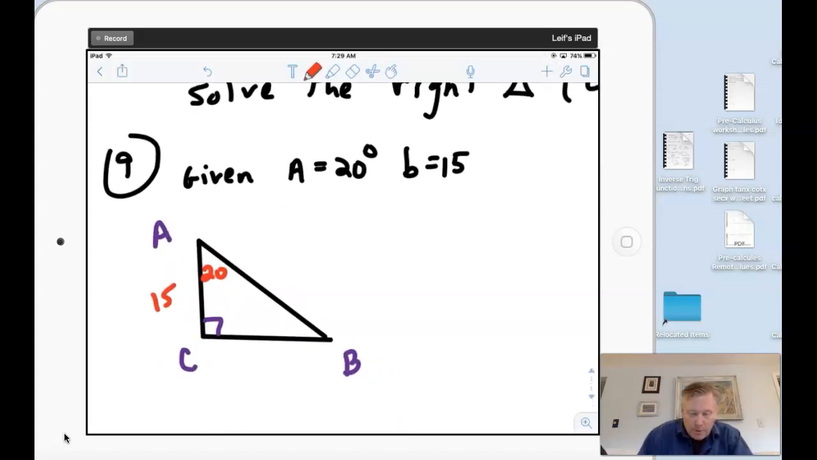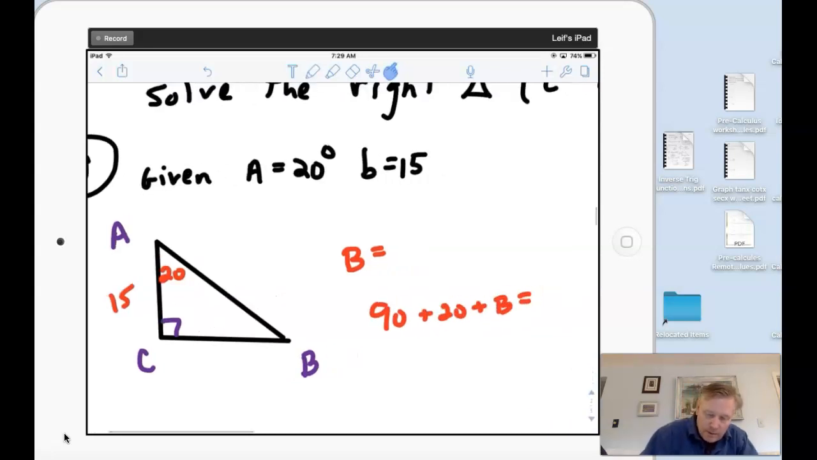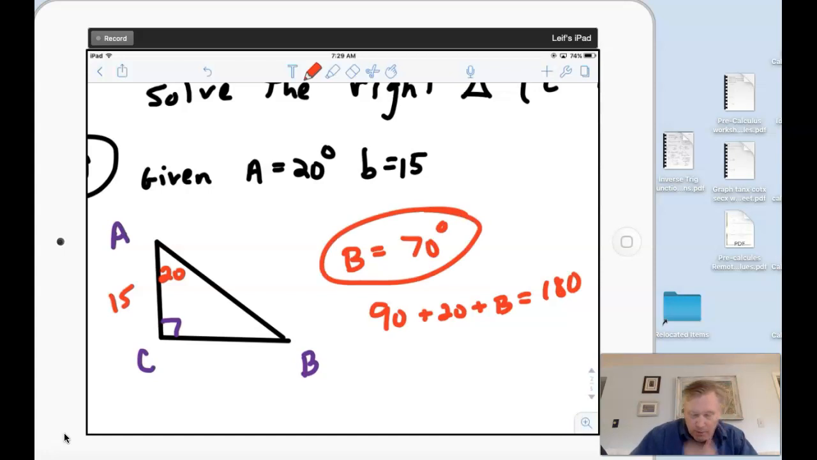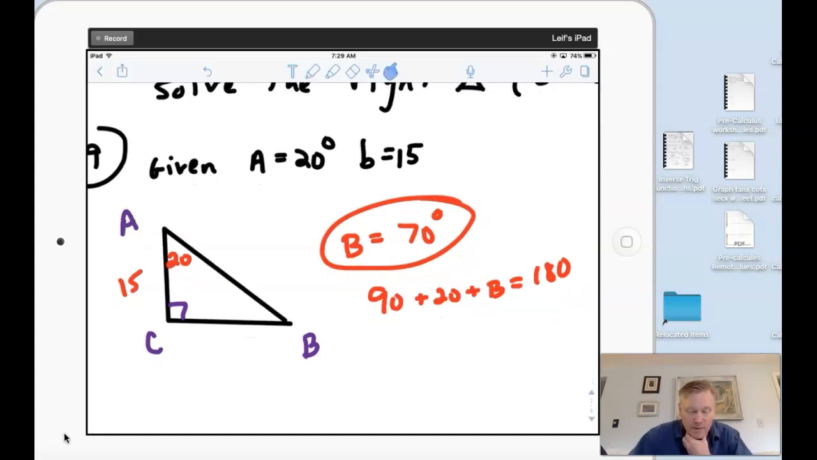Okay, and we're going to solve the triangle. I can tell you right now what angle B will be, right? The interior angles of a triangle add up to 180 degrees, so 90 plus 20 plus B equals 180. And if you solve that out, you get 70 degrees. So there's one answer. That part's nice.